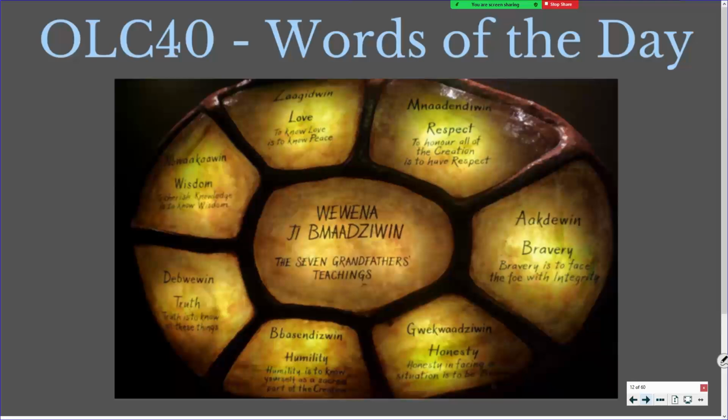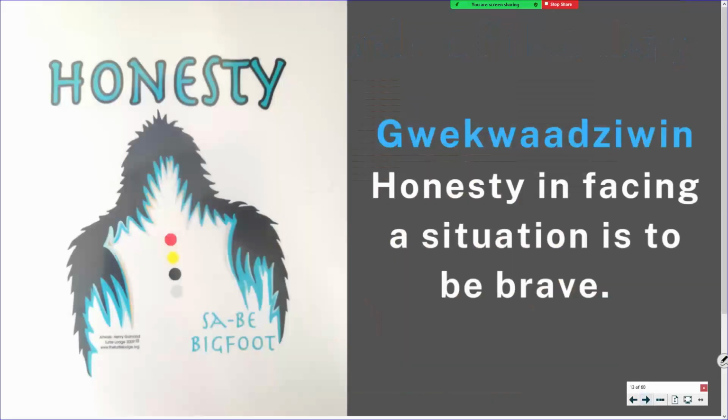So we're working through the 7 grandfather teachings. We did love, we did respect, bravery, wisdom, and now today we're going to be doing honesty. So my aunt is an adult educator just like myself, and one of her students, this guy right here, Henry, he designed these amazing pictures, right? And he made them for her, and then she hung them up in her office, and she is in the process of retiring, and she gave them to me. So now they're up in my office, and I took photos of them, and I like to share them with you in these classes.